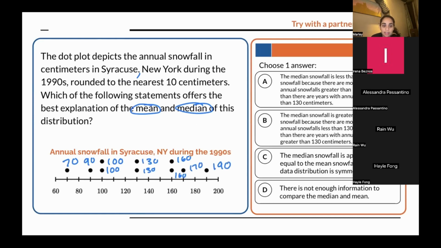If you punch it into your calculator and add it up, we get 1,300. And there's 1, 2, 3, 4, 5, 6, 7, 8, 9, 10 data points, which means that 130 is the mean. Okay. Now I want to find the median.